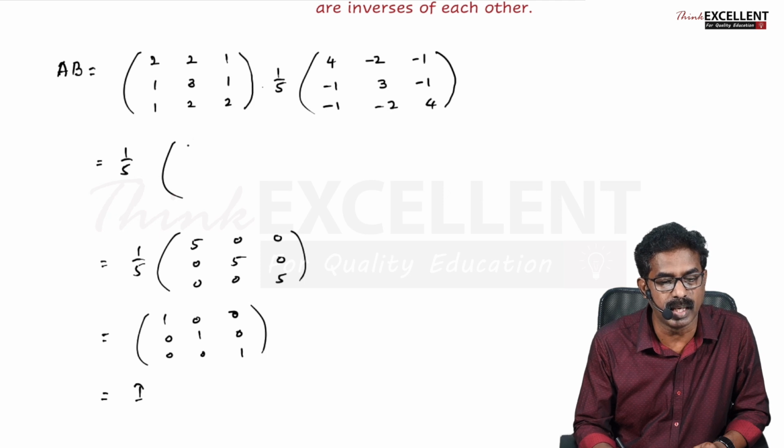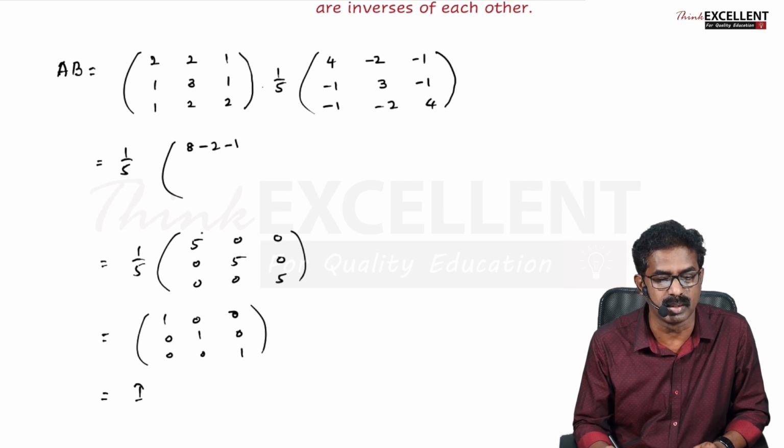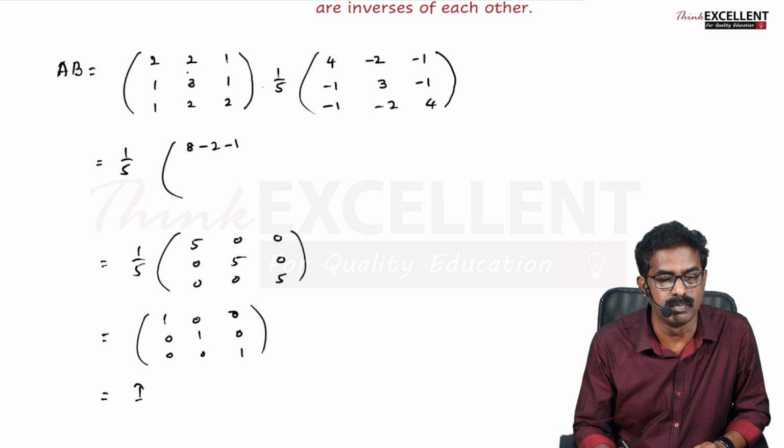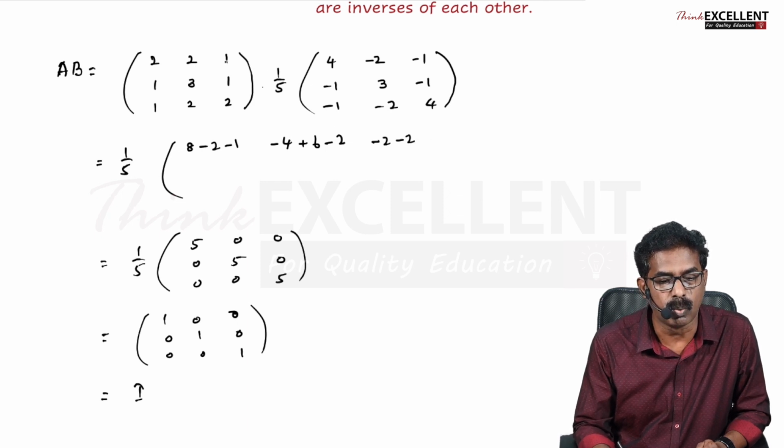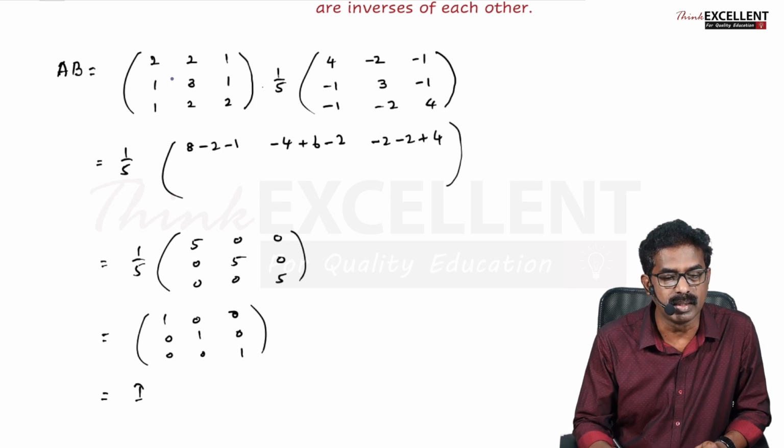2 into 4, 8. 2 into minus 1, minus 2. 1 into minus 1, minus 1. Now we can check it, right? Yes, it is 5 only. First row, second column. 2 into minus 2, minus 4. 2 into 3, 6. Plus 1 into minus 2, minus 2. If you simplify, minus 6 plus 6, so it is what? 0. First row, third column, 2 into minus 1, minus 2. 2 into minus 1, again minus 2. So 1 into 4, it is 4, right? So you will get 0. Like that, you can simplify, right?